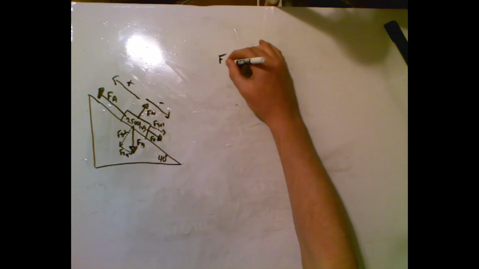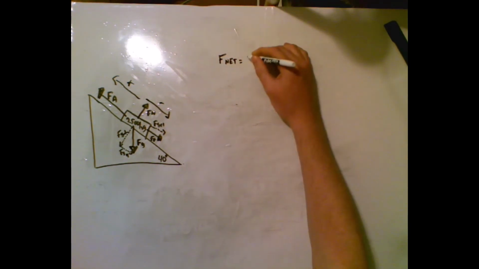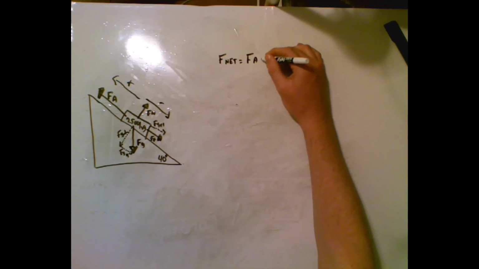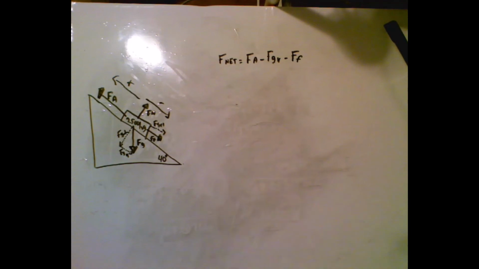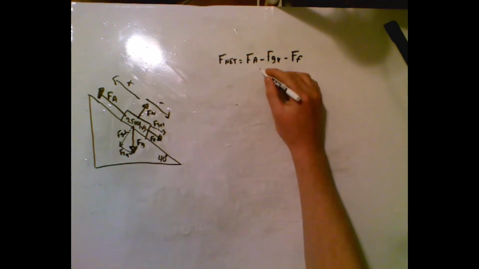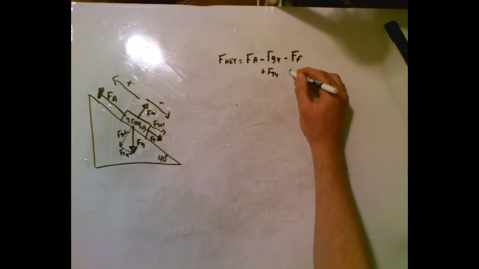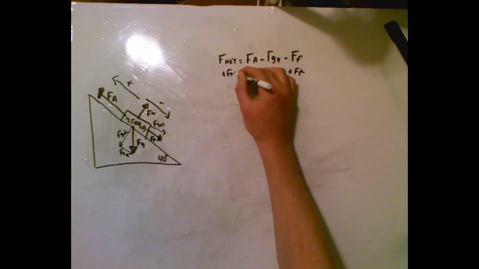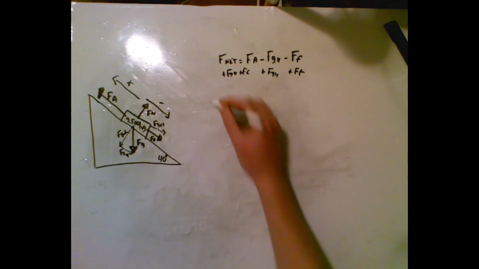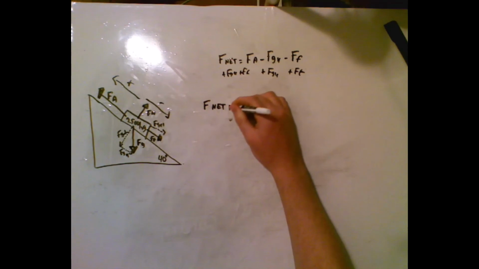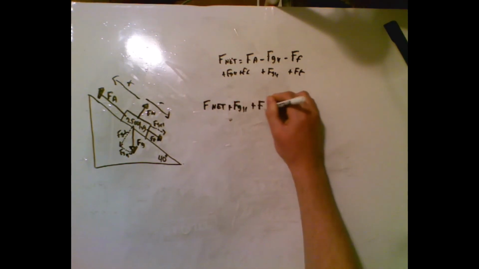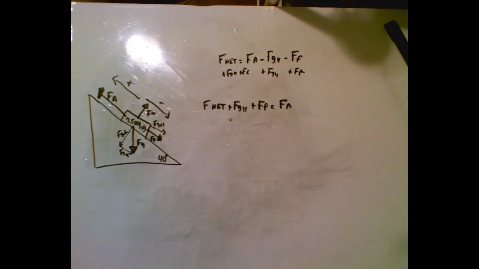Now we're ready for our Fnet equation. So our Fnet is equal to our force applied minus our force of gravity parallel minus our force of friction. Those are both minus because they're going down. When we set that down, it's negative. So we are trying to find this force applied. So I'm just going to rearrange it like this. I'm going to add a force of gravity parallel, add a force of friction to both sides. So then we end up getting Fnet plus my force of gravity parallel plus my force of friction is equal to my force applied.